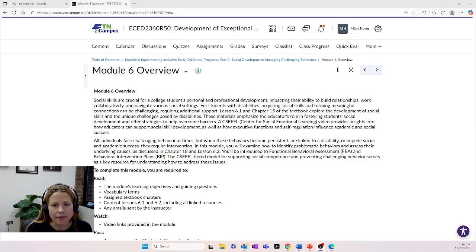We all have that. But if these behaviors become persistent or they link to a disability or they impede social or academic success, they're going to require intervention. Okay, so in module 6, you're going to be introduced to the different types of behaviors, right? We're going to be looking at development for that child in your classroom and how they acquire social skills, and then we're also going to look at the social development of the child.